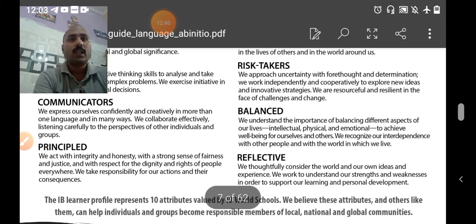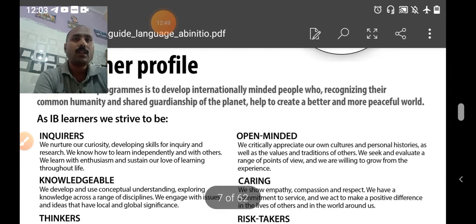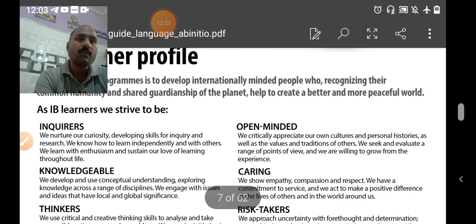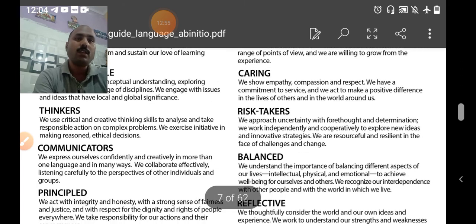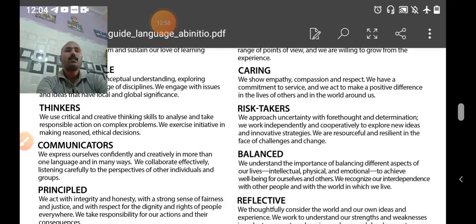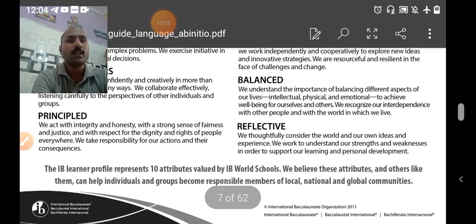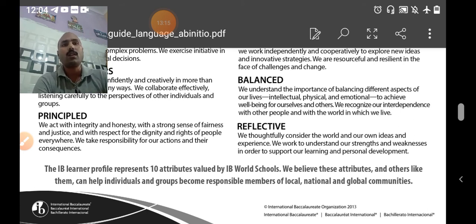Every topic is related to one or another IB learner profile attribute, and with this you could develop or imbibe these qualities during classroom teaching. This will definitely help the learner understand the importance of the IB mission statements and what the learner profile wants to achieve.